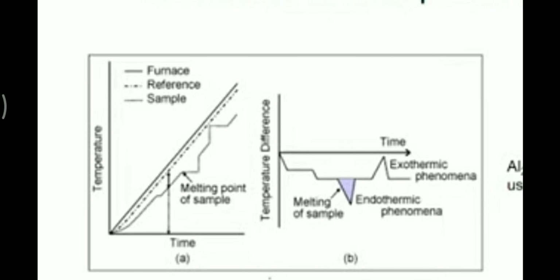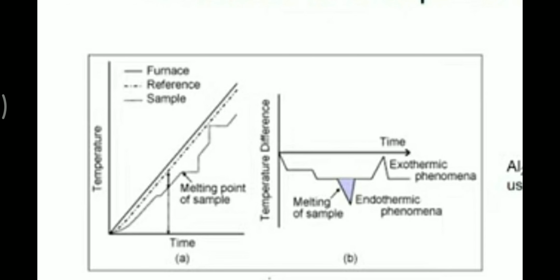Now we can learn about various phenomena from these graphs. Whenever we have an endothermic peak, it could be various physical or chemical processes like vaporization, sublimation or reduction. When we have an exothermic peak, it could be any physical or chemical process like absorption, crystallization or oxidation.